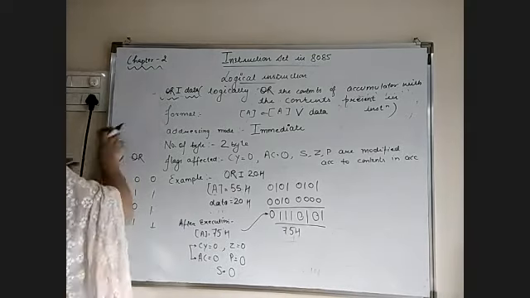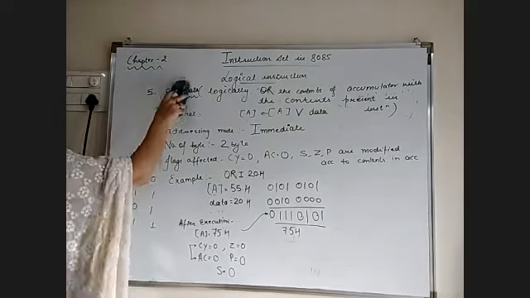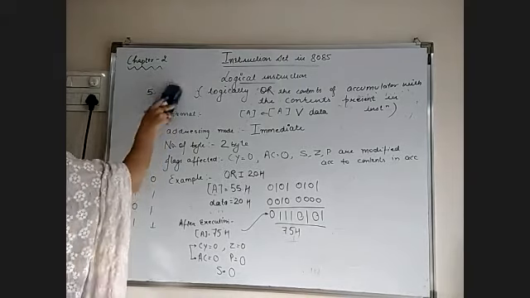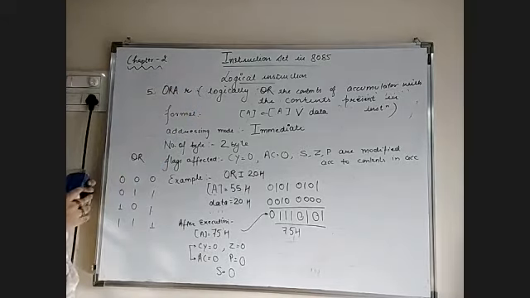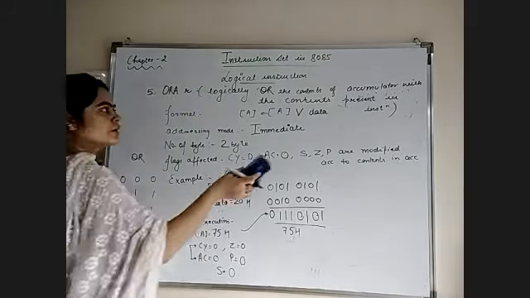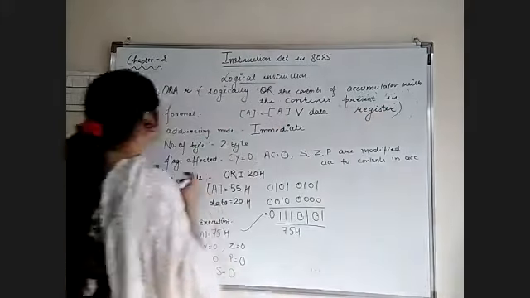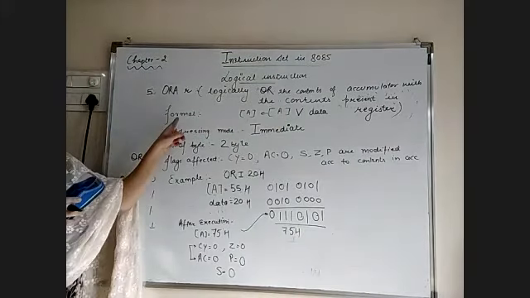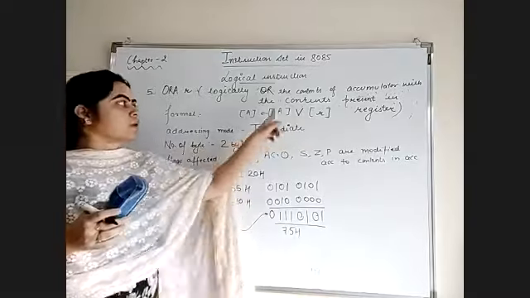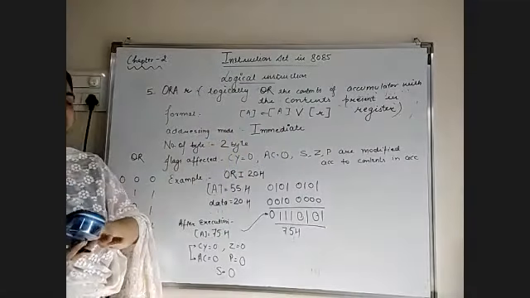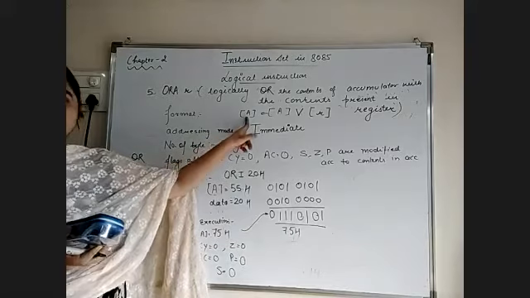Now, the next instruction that we can see is ORA register, ORA R. This instruction means logically OR the contents of the accumulator with the contents present in the register. What will be the format of the instruction? Here instead of data we have the contents present in the register. The contents of the register will be logically ORed with the contents of the accumulator, and the result is stored in the accumulator again.